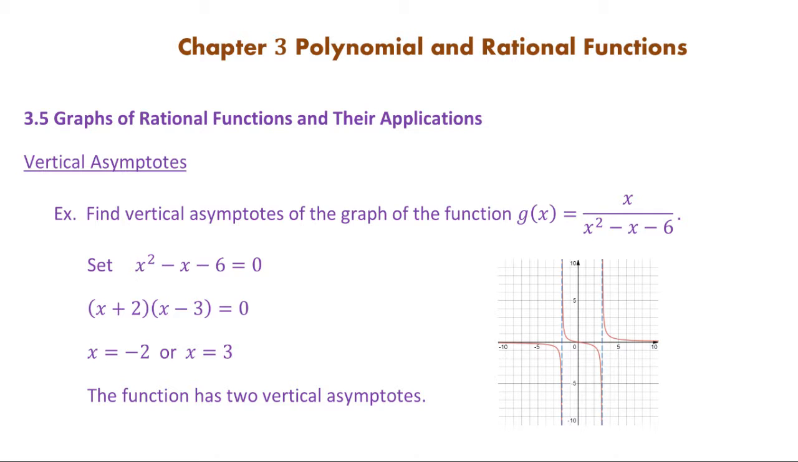And when you plug in negative 2 or 3 into the top of g, which is x, it will never be 0. So that means both x equal to negative 2 and x equal to 3 are vertical asymptotes. So we have two vertical asymptotes.